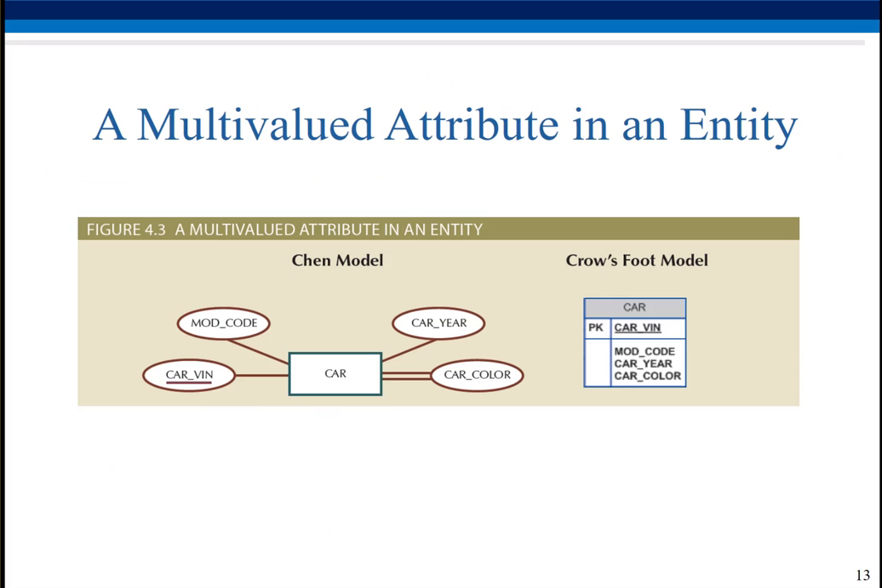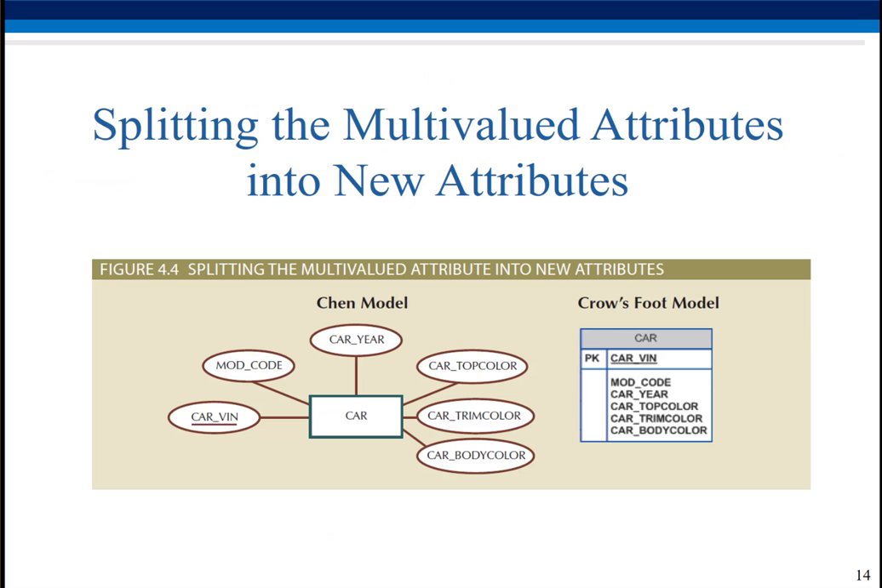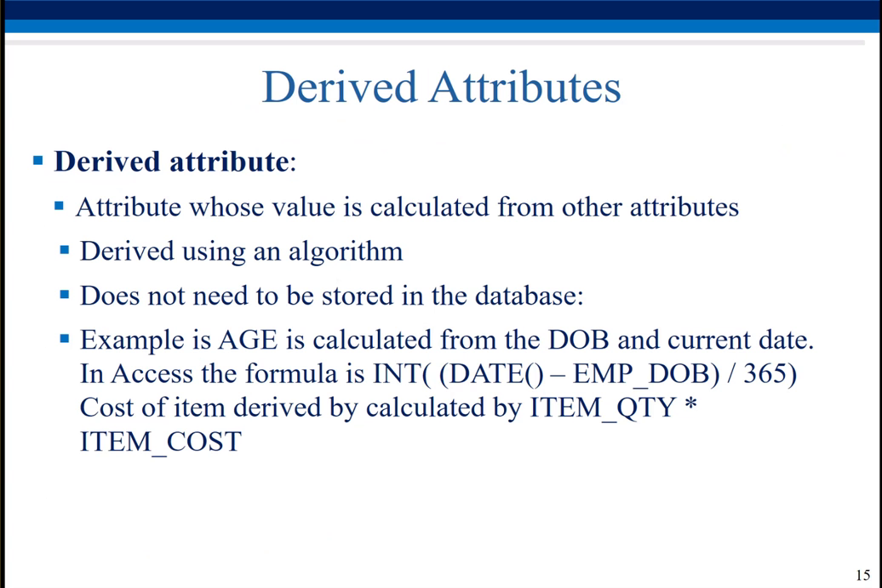Notice that we have car color, and that's a simple thing. We think of a car color as blue, red, green, or whatever it is. However, what if the top is different than the body, or the trim is something different? So here we have a multi-valued attribute broken down into new attributes, which makes more sense. You could even have a separate entity for it, but it's just easier to do it this way.